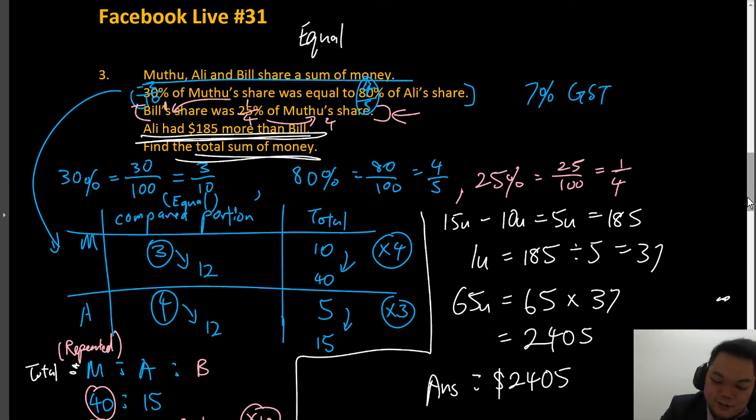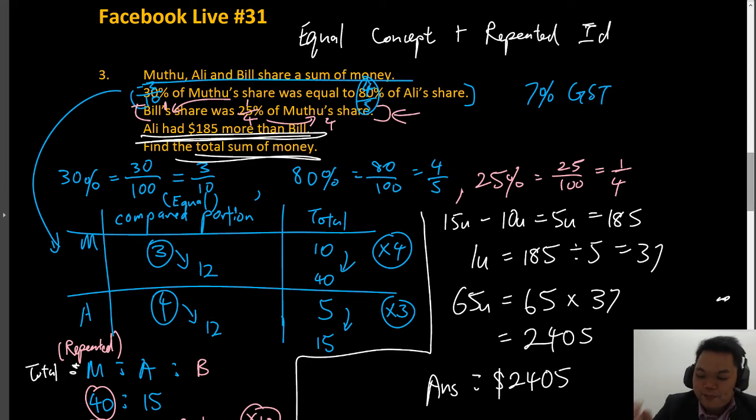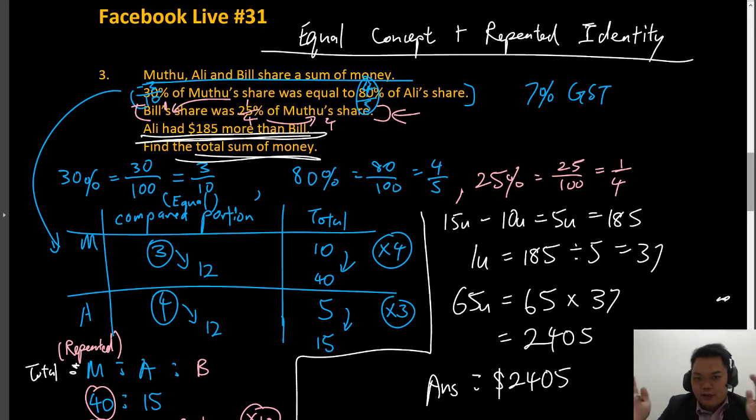This is equal concept plus repeated identity. It involves two different ideas, and you have to be able to spot it. You have to be able to see it.